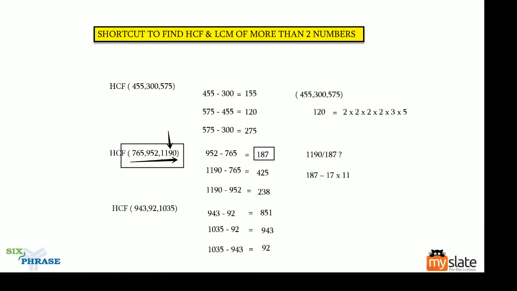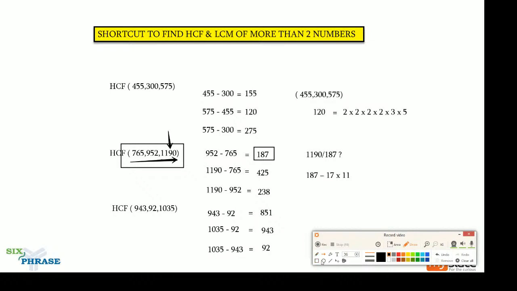So what do I do? I split it up and write it in terms of prime factors. What is 187? It is 17 into 11, and you can clearly see both are prime numbers. Now, you know 187 is 17 into 11. Now what should I check? I should check if 17 can divide these numbers. 17 must divide all the numbers, correct? So I'll take 17 and try to divide all the numbers.